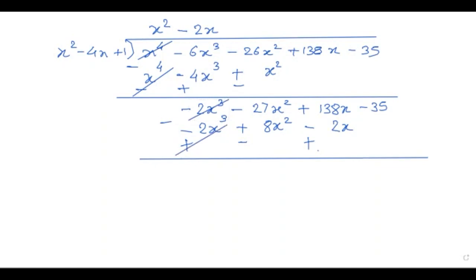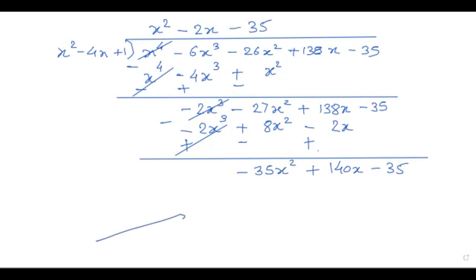Minus 2x cube and plus 2x cube gets cancelled. What comes here? Minus 35x square, plus 140x minus 30. Minus 35. So here the term is minus 35.